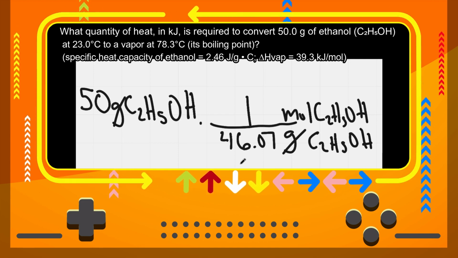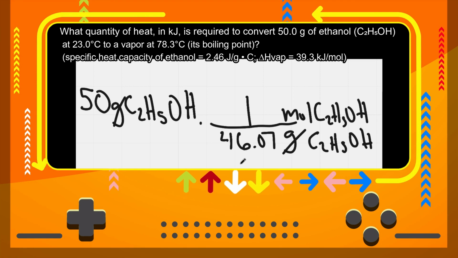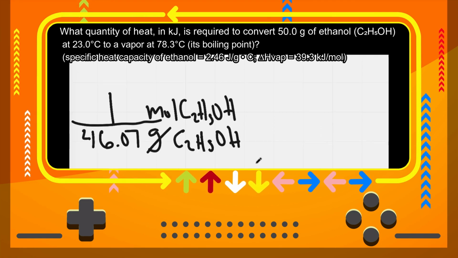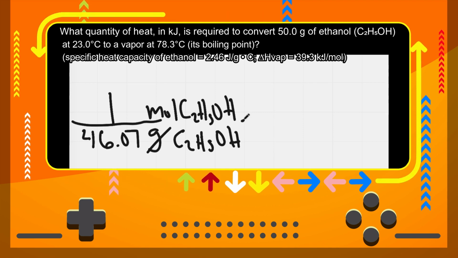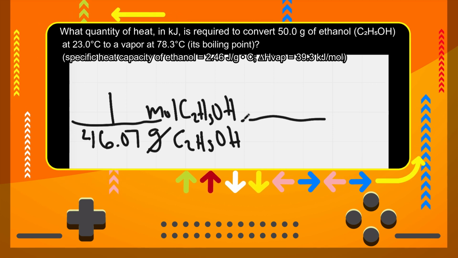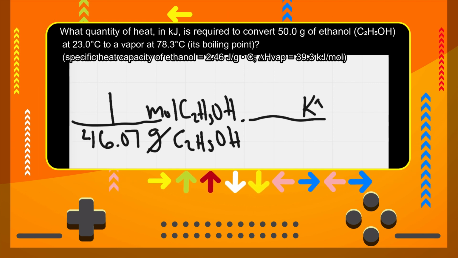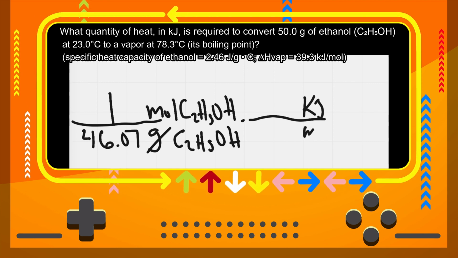Now, how can I use these moles to my benefit here? What can we do? We could still convert something. I can actually go from moles to kilojoules. Now, we could use that enthalpy of vaporization to actually cancel out some moles here. Bam. And then what is enthalpy of vaporization? Right, kilojoules per mole. So the enthalpy of vaporization, kilojoules per mole.